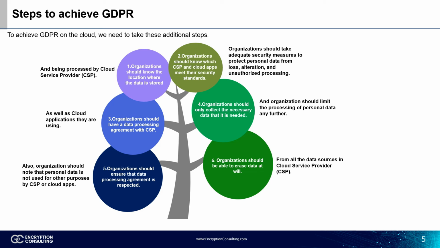Number 3, organizations should have a data processing agreement with the CSP and cloud apps they will be using. Number 4, organizations should only collect the necessary data that they will need and should limit the processing of personal data any further. Number 5, organizations should ensure that the data processing agreement is respected and personal data is not used for other purposes by the CSP or cloud apps. Number 6, organizations should be able to erase data at will from all data sources in the CSP.